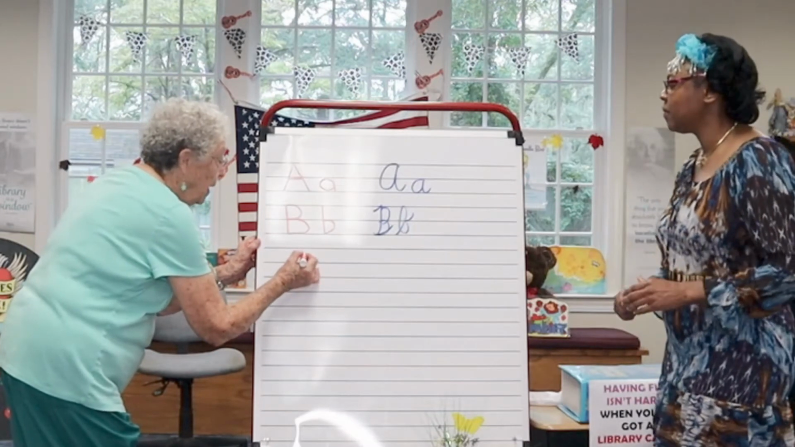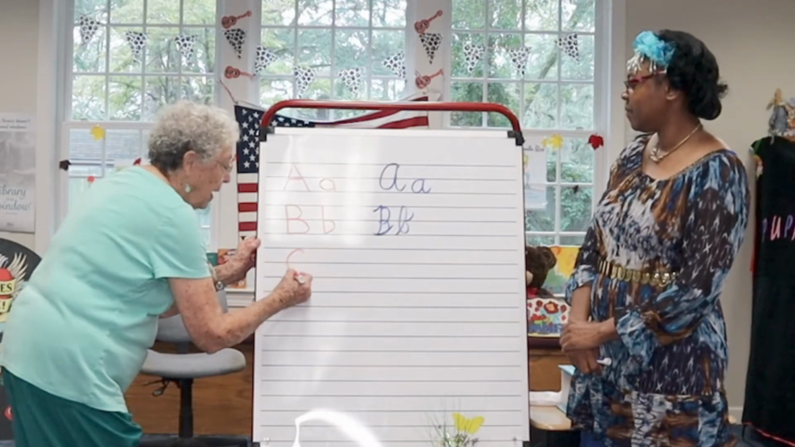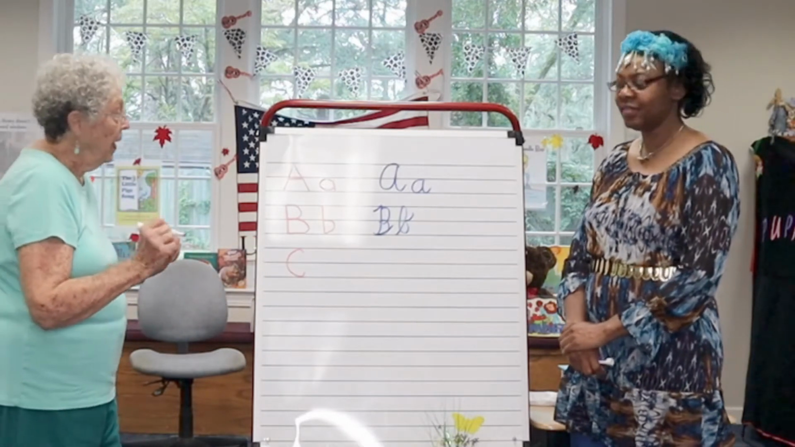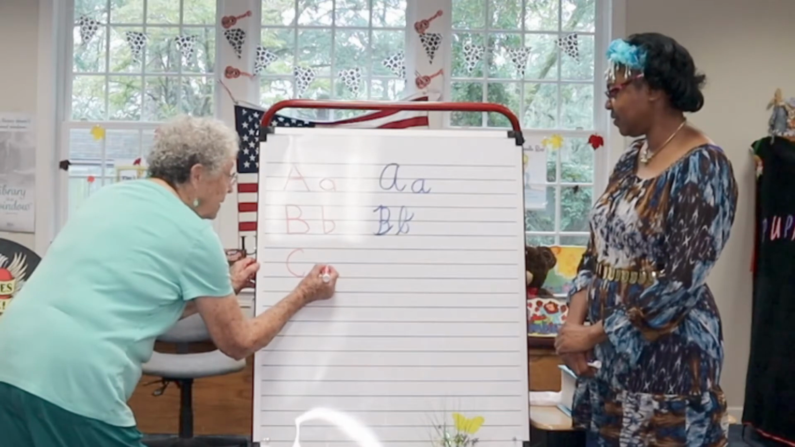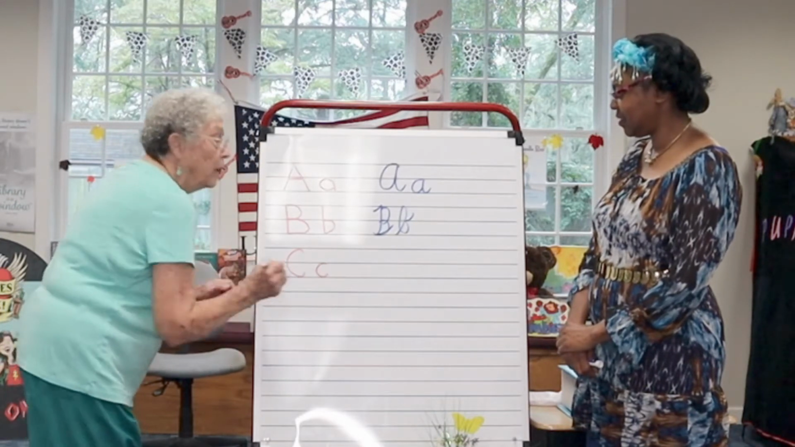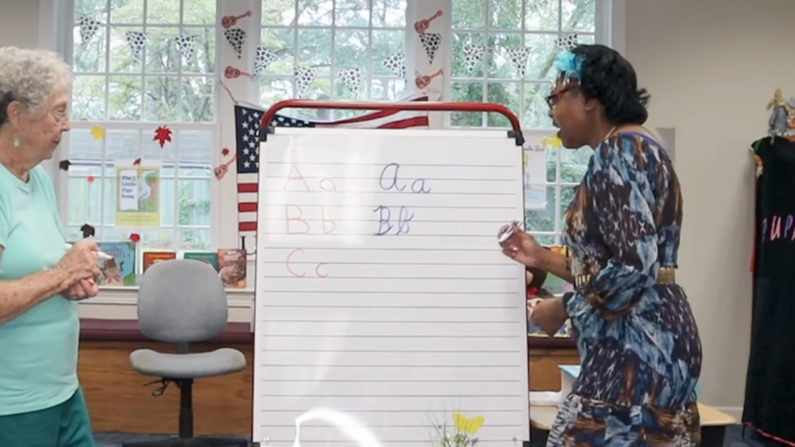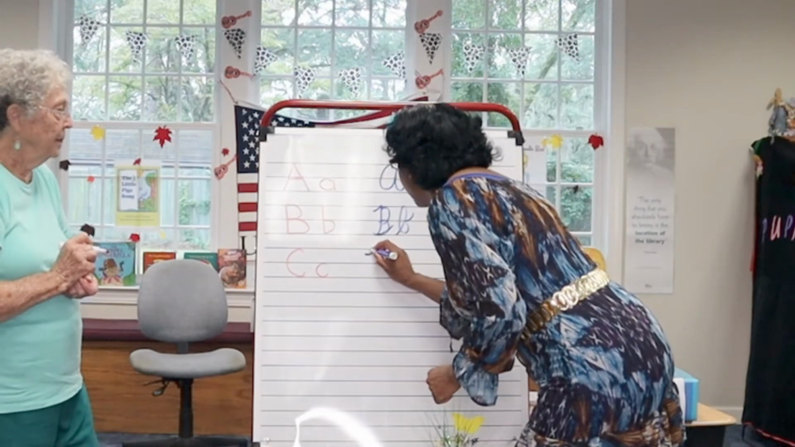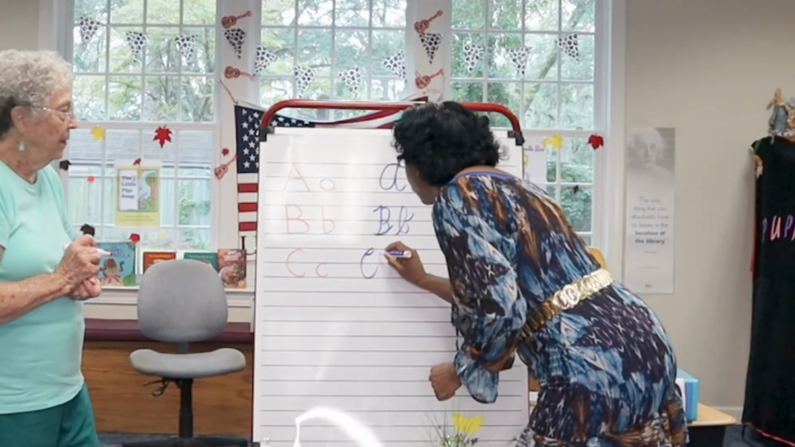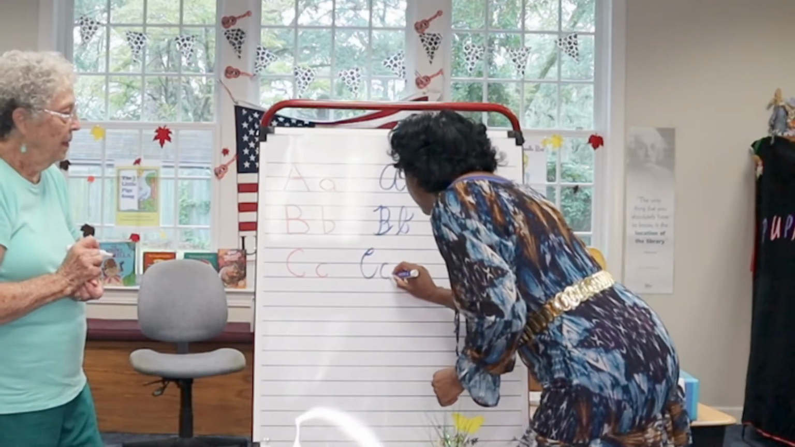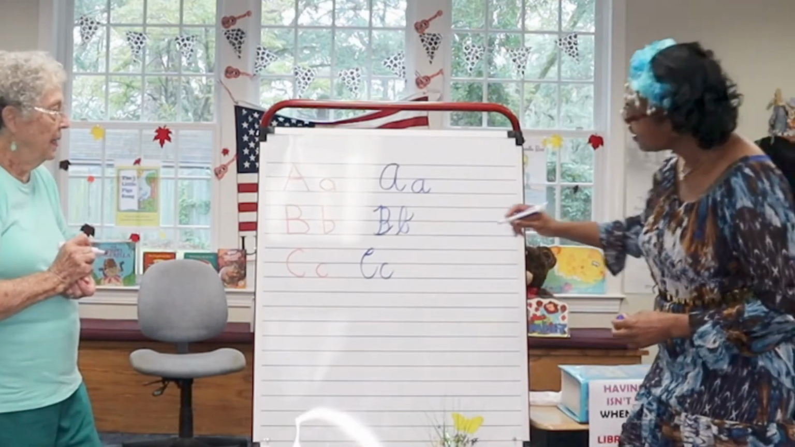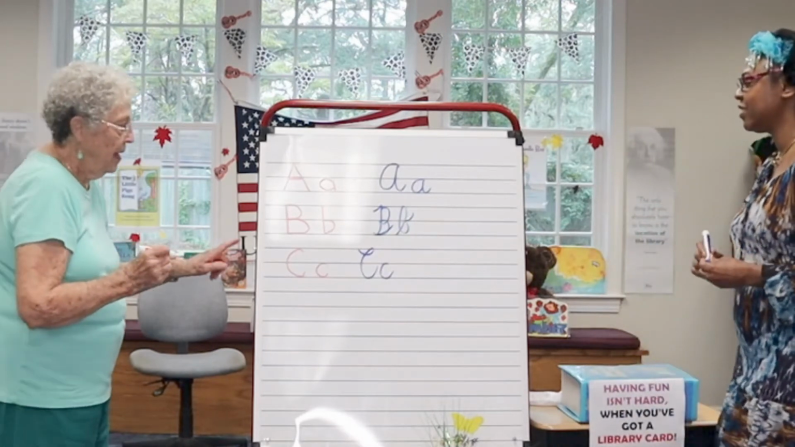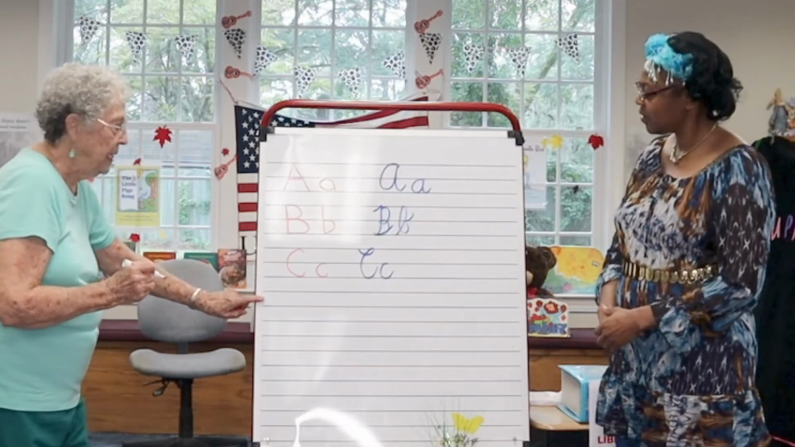Our C is just a curved line, and our capital is going to be big. And our lowercase is going to be exactly the same, only smaller. I love that. I think the cursive is similar. There you go. That's good. Can we put a little curve to extend there like that? You may. All right. Now, we're going to go D.